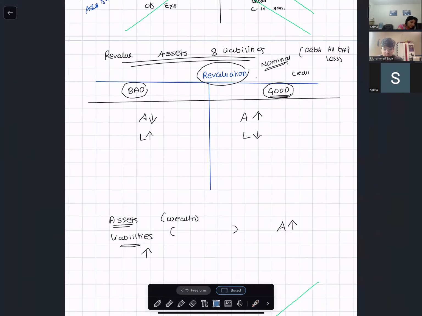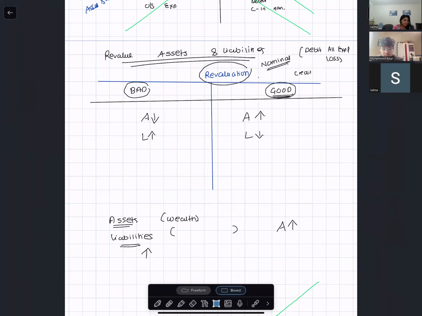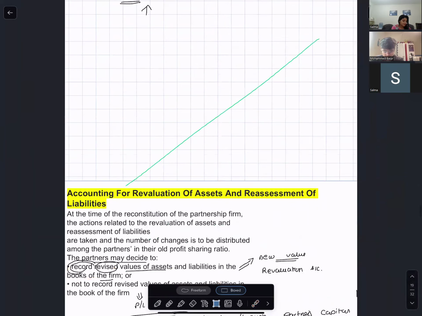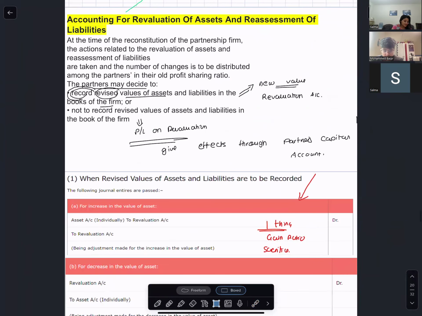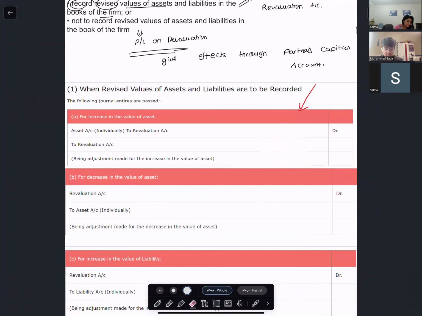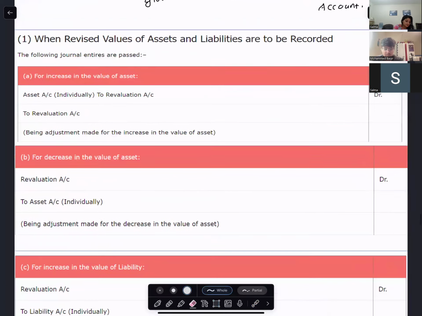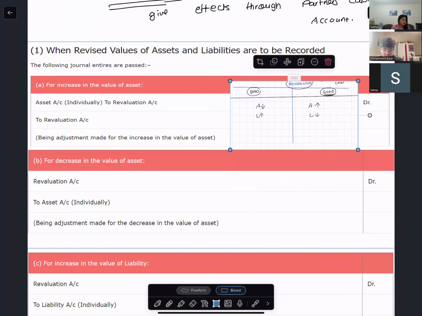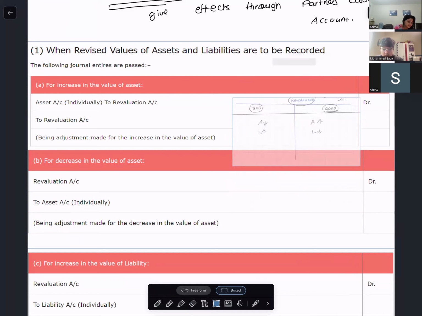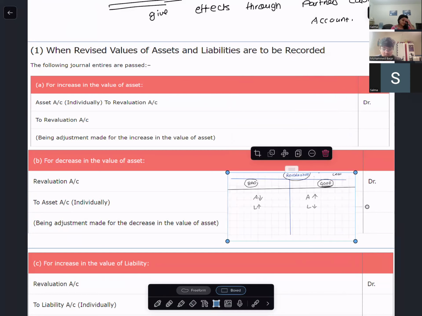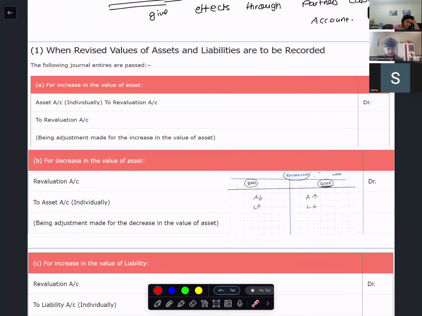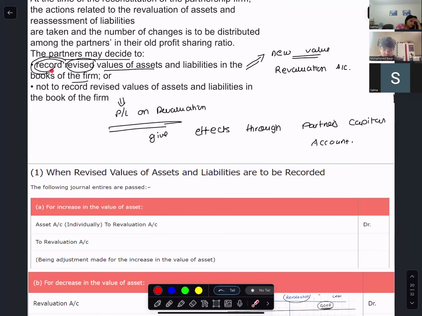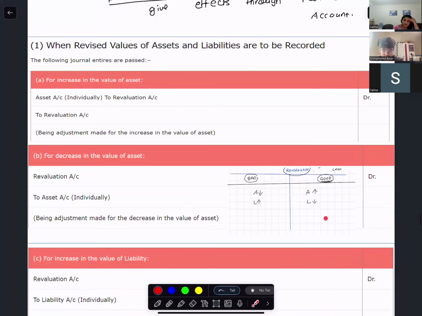So you need to remember this format of the revaluation account. What is the format of the revaluation account? Ma'am, the revaluation account has a good side and a bad side, and it is a nominal account. Where does the good thing happen? At the credit side, and the bad things will happen on the debit side. So when the partners have decided that they want to record the revised values, you will prepare a revaluation account.